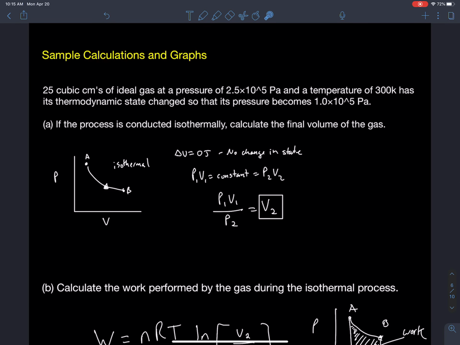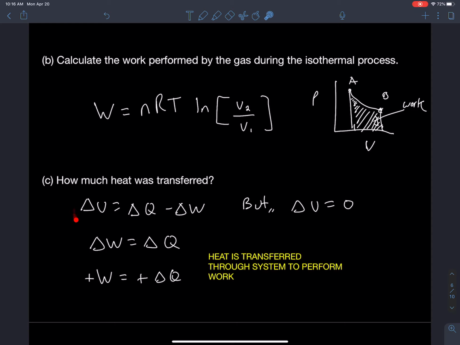Okay, and then the last question would be how much heat is transferred in that process. Then we'd have to use the first law of thermodynamics to figure things out. So here's the equation for the first law of thermodynamics. Because it's an isothermal process, my change in internal energy is going to be 0. And then that turns this equation into something pretty simple, that the work done by the system is going to be equal to the heat Q.